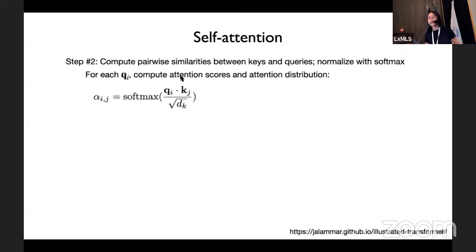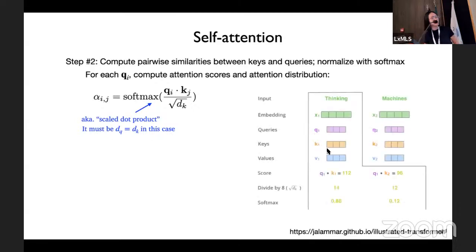And you divide by the square root of dk, where dk is the dimension of the key vector. This is also called scaled dot product. Because we use the inner product to calculate similarity, in this case dq must be equal to dk, just because we calculate the dot product, but it can also be generalized to other forms.